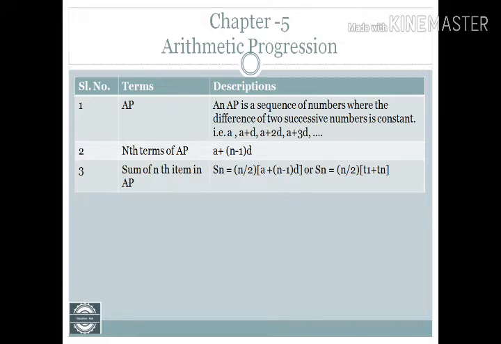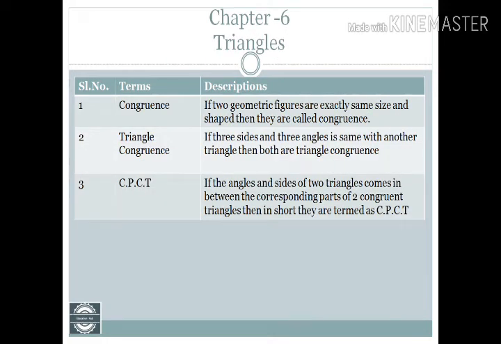A plus D, that is, the difference is D. Next one, A plus 2D, the difference is D. Now come to Chapter 6, Triangles. There, congruence is one of the most important topics. If the size and shape of all the figures are the same, then we call it congruence.